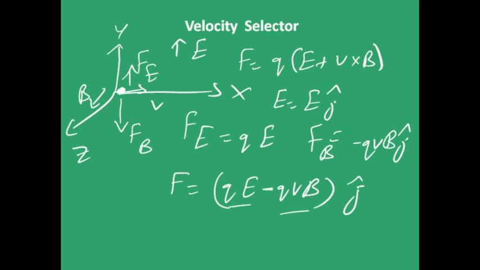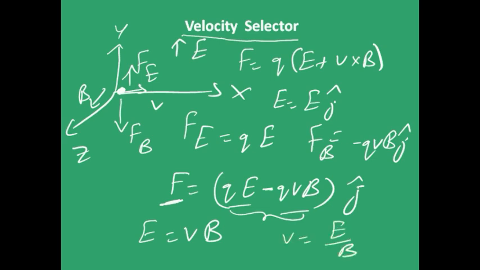What is the condition that gives me this net force to be 0? When qE is equal to qvB, I mean if the electric field is equal to velocity times the magnetic field, then what happens? This term becomes 0, and hence the net force on the particle is going to be 0. Actually, this is the condition for a velocity selector, I'll explain in detail. If v is equal to E by B, the particle moves only in the x direction, it doesn't deflect.